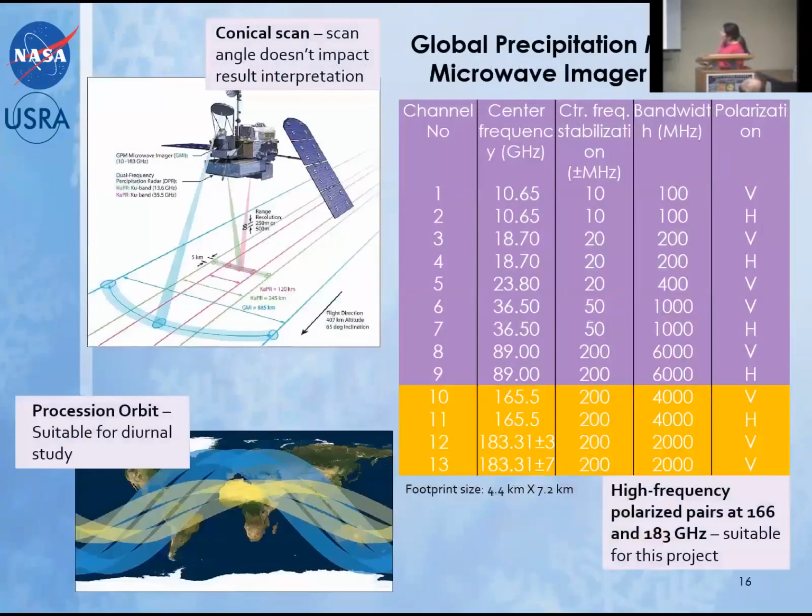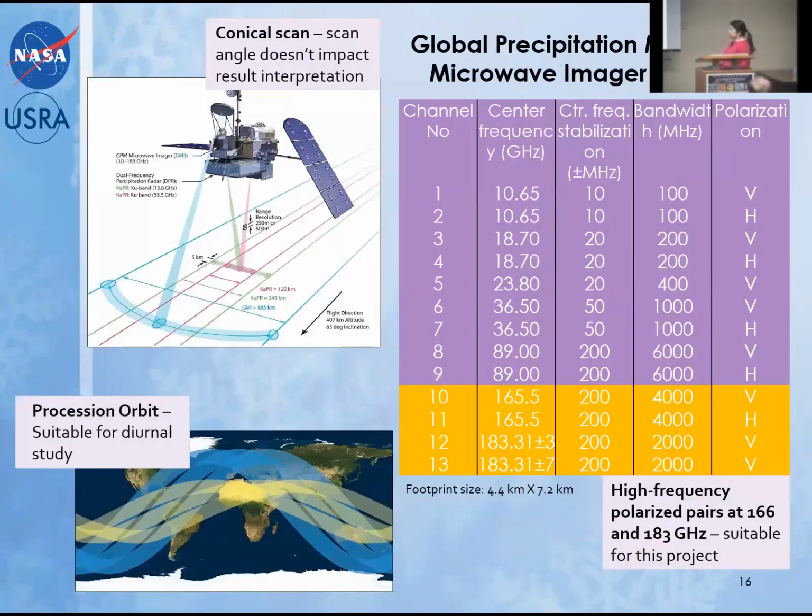GPM has two instruments. One is the microwave imager, which scans conically, and the DPR is the dual frequency radar working on Ku-Ka band. It scans cross-track, so you can actually match the radar and the passive microwave together to get more information of the ice microphysics. And GPM satellite runs on this blue track, this precession orbit, similar to TRMM, but has larger inclination angle, so it can cover higher latitudes. But for our purpose, we only study the tropics.